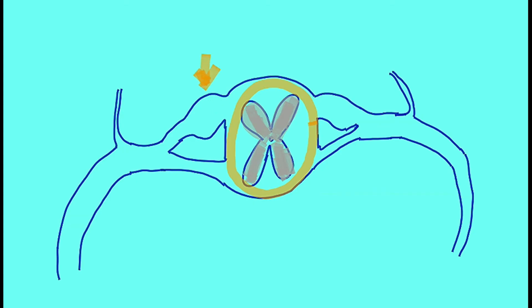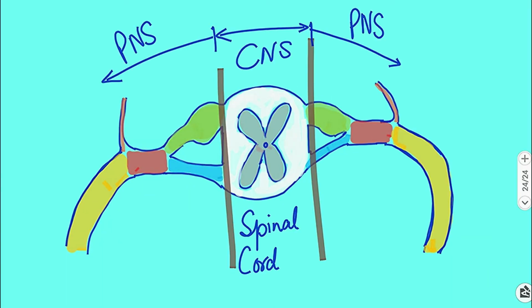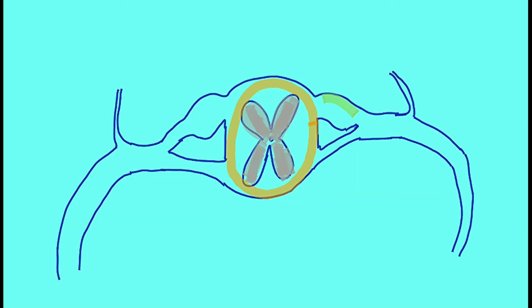These roots are not part of the central nervous system. These are parts of the peripheral nervous system. So this one is the dorsal root, and here is the ventral root. These two roots join to form the spinal nerve. This one is the spinal nerve that is formed by union of the dorsal root and the ventral root.